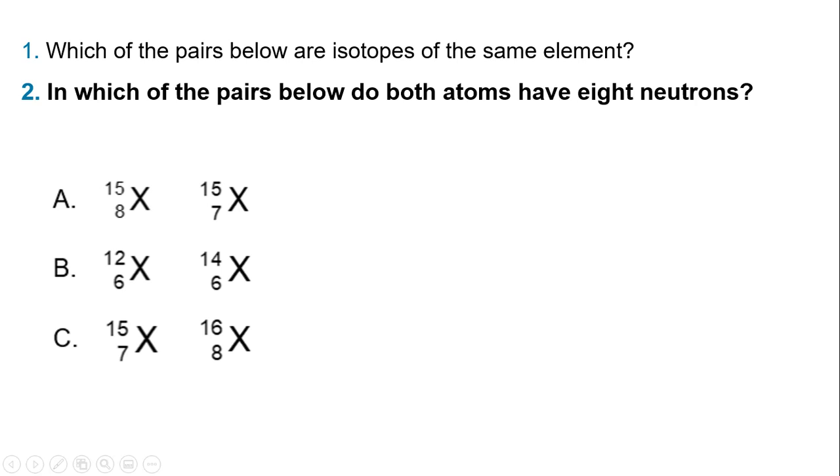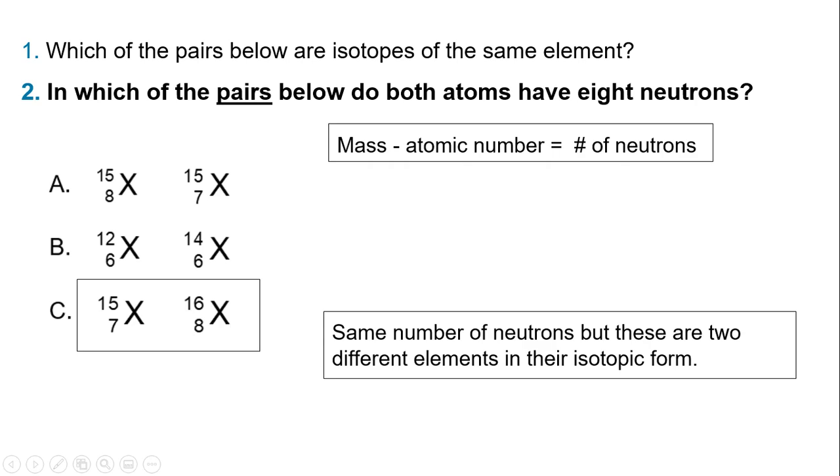This is the mass number. 15 minus 8 is 7. 15 minus 7 is 8. So this one's out, this one has 6 neutrons. This one has 8 neutrons, so it's got to be this one. 15 minus 7 is 8, and 16 minus 8 is 8. So it would be C. Both of these isotopes at the bottom have 8 neutrons.